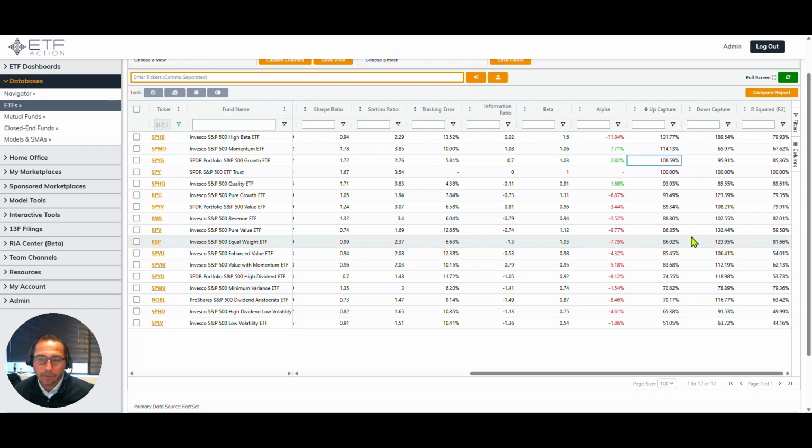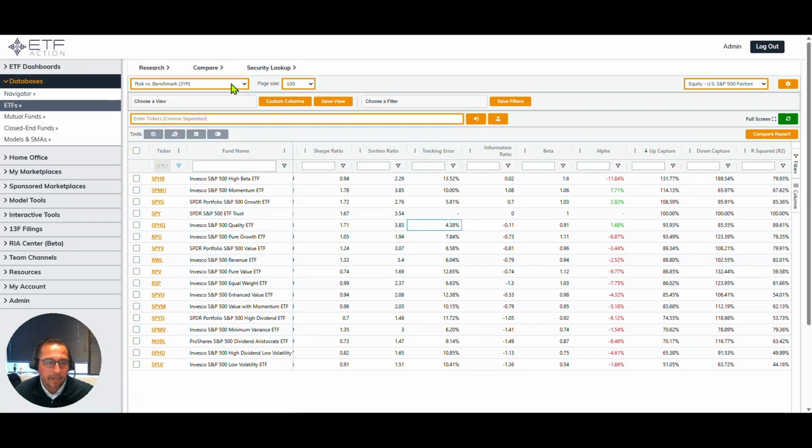SPYG growth, nice up-down capture ratio there. Some pretty crazy outliers on the negative side too, though, like pure growth, 93% up, 123% down. Just kind of a good way to track the market. We have to remember that we've been in this market where mega cap has dominated, right? So it's really difficult to outperform the market. But something to look at. We can look at that on different time frames.